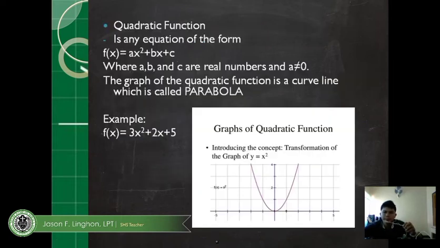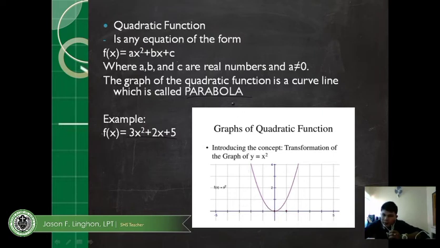Next, the quadratic function. A quadratic function is an equation of the form f of x is equal to ax squared plus bx plus c, where a, b, and c are real numbers and a is not equal to 0. The graph of the quadratic function is a curved line which is called a parabola. For example, we have f of x is equal to 3x squared plus 2x plus 5. Here is a transformation of the graph y is equal to x squared.